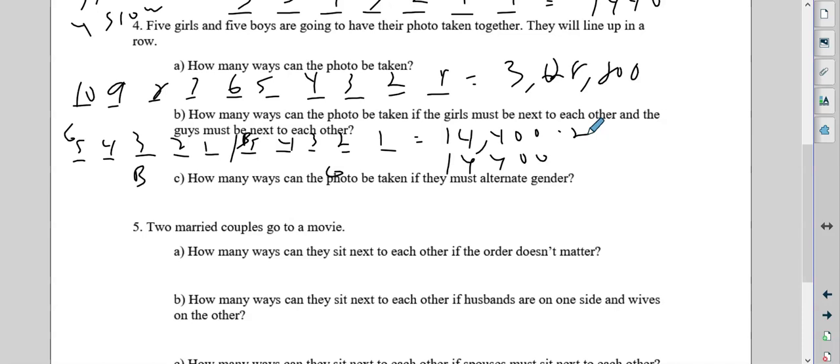Now, obviously, we could draw all the slots again and fill in the numbers, but you kind of get the gist. Basically, you have the girls and the boys, so that's 14,400 times 2, so that's 28,800. So if you had all 5 girls, then all 5 boys, or all 5 boys and all 5 girls, those are your possibilities. 28,800.